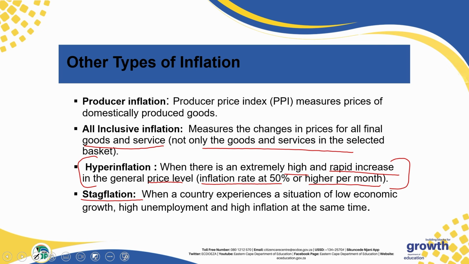Another type of inflation is stagflation. When a country experiences low economic growth, high unemployment, and high inflation at the same time, it is known as stagflation. This type of inflation is very difficult to fix, because when there is high inflation, in order to decrease it, the South African Reserve Bank has to slow down the economy. So if the economy is already weak, that makes unemployment worsen.